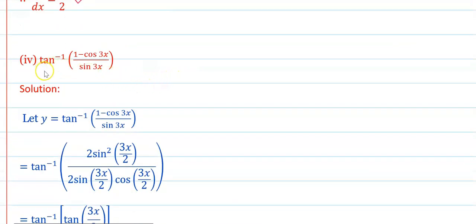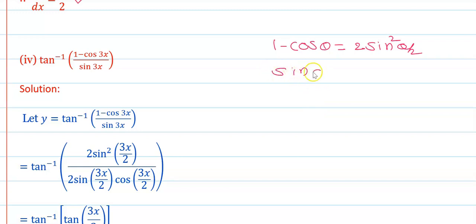Next, tan inverse of (1 minus cos of 3x) upon sin 3x. Again here we are applying the result. 1 minus cos of 3x. 1 minus cos of theta is equal to 2 sin square theta by 2. And what about next? Sin theta. Sin theta is equal to 2 sin theta by 2 into cos of theta by 2.